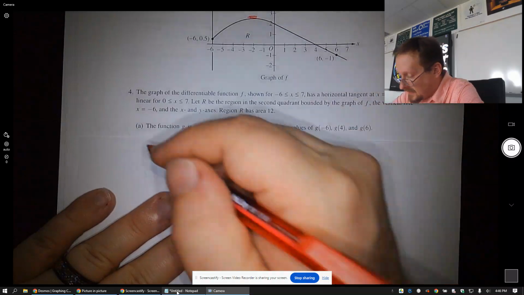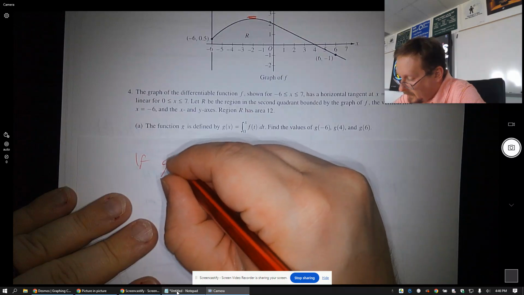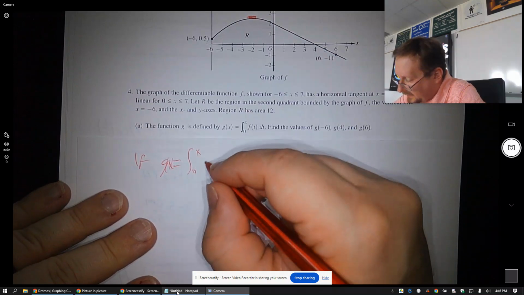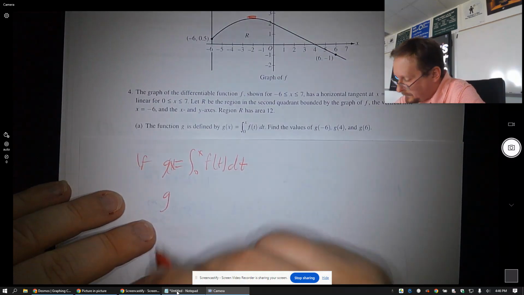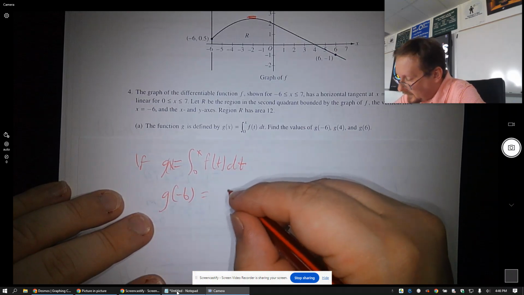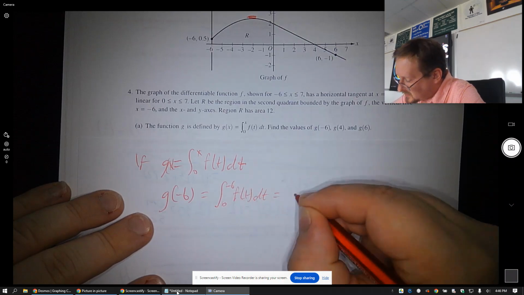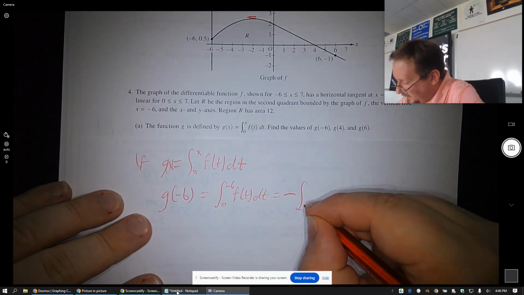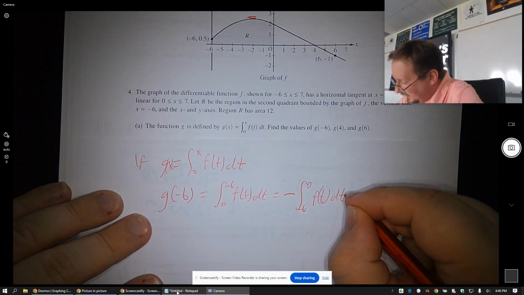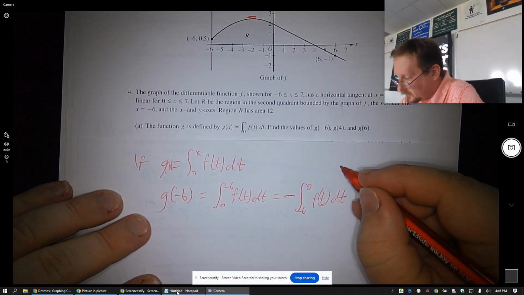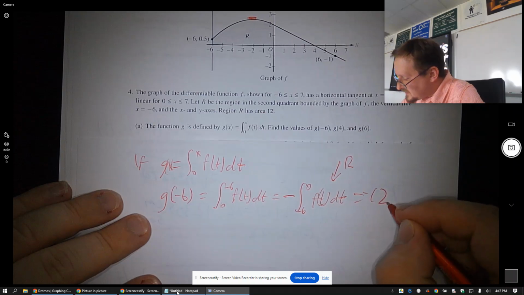Okay, so I'm going to say this. If g of x is the integral from 0 to x of f of t dt, then g at -6 is the integral from 0 to -6 of f of t dt, which is the opposite of the integral from -6 to 0 of f of t dt, which we were told is 12. So that answer is -12.